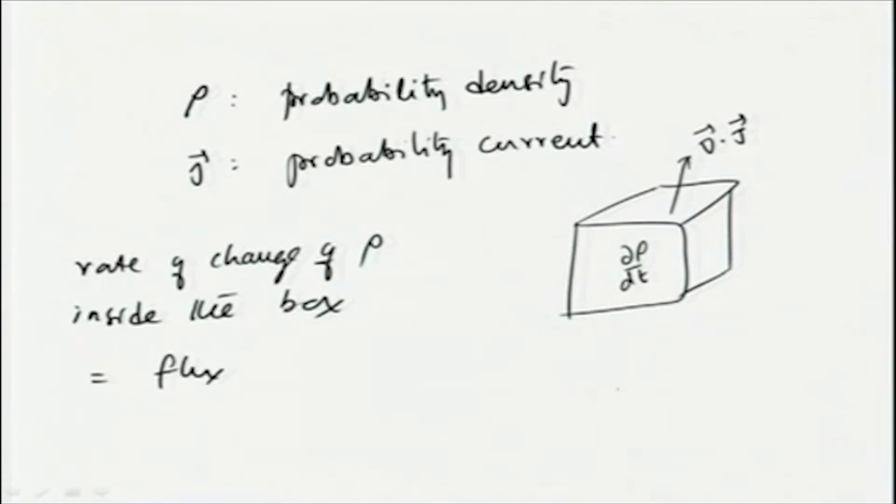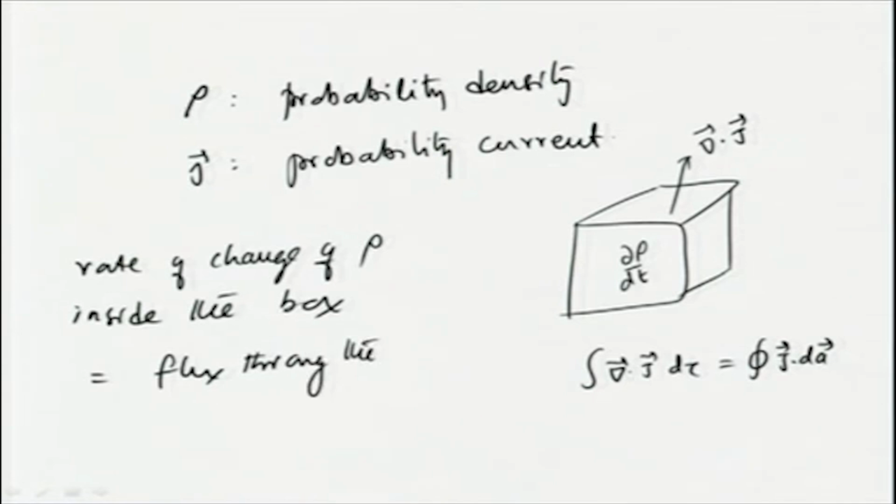So, you have to use Gauss's theorem: the divergence of a vector integrated over a volume is the same as j dot dA, the surface integral of the same vector over the closed surface which encloses the volume, or the boundary of the volume. So, that is basically the flux. The right hand side here is the flux of this field through the surface of the box. And what flux is this? The flux is basically the probability flux.